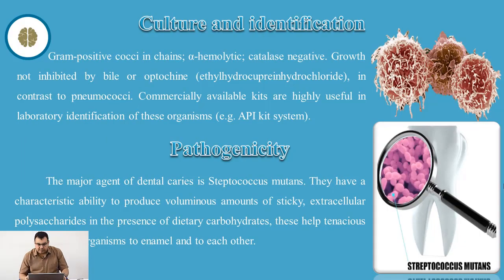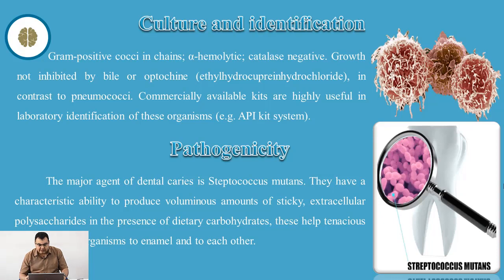Culture and identification. Gram-positive cocci in chains. Alpha hemolytic, catalase negative, growth not inhibited by bile or optochin. In contrast to pneumococci, commercially available kits are highly useful in the laboratory identification of this organism, for example the API kit system. Pathogenicity. The major agent of dental caries is Streptococcus mutans.